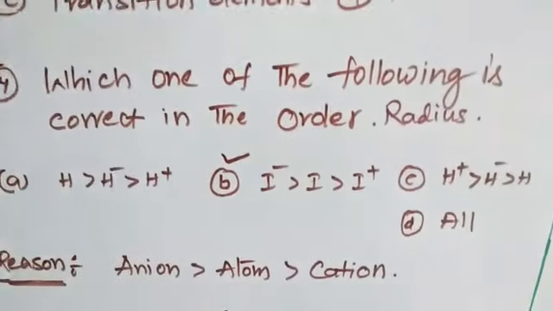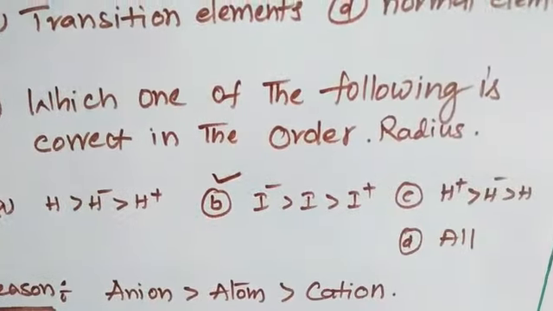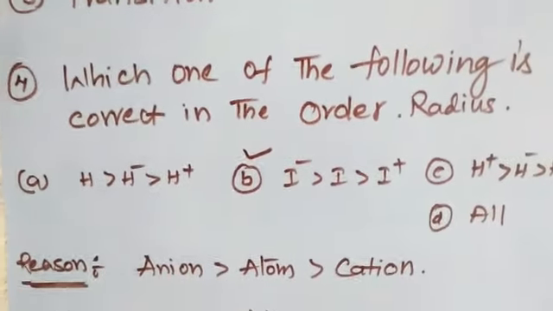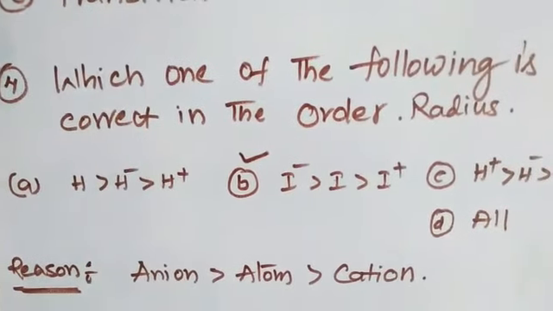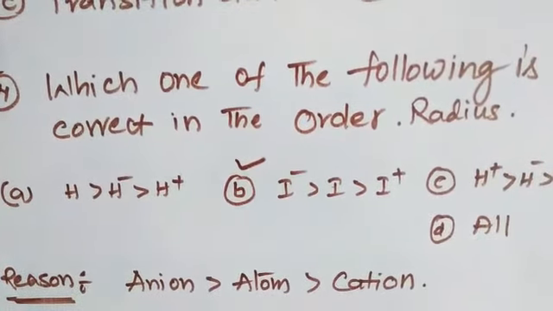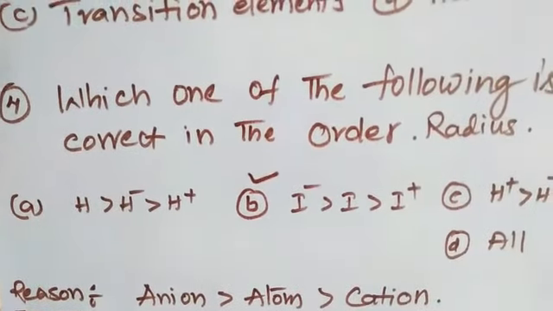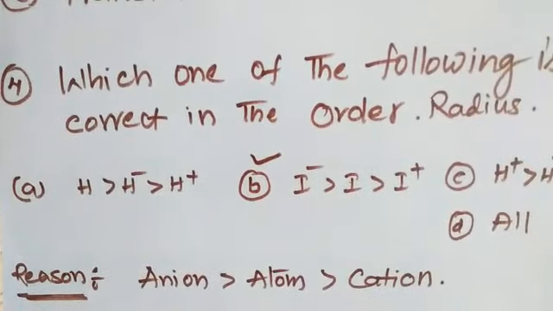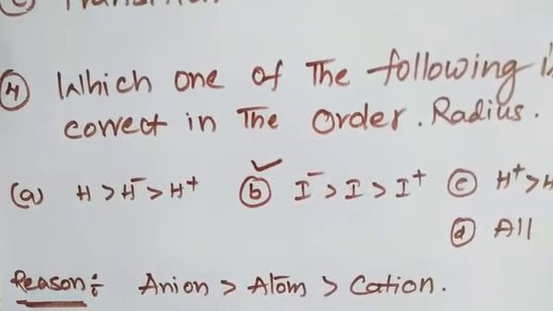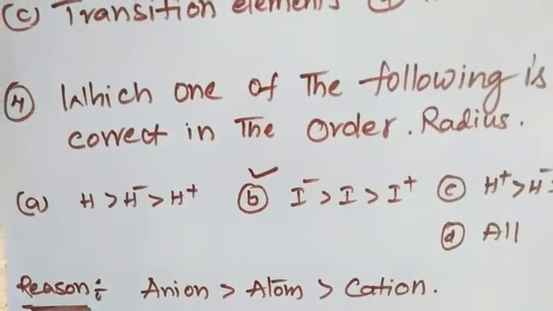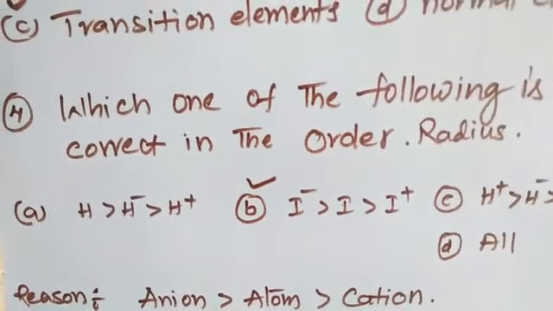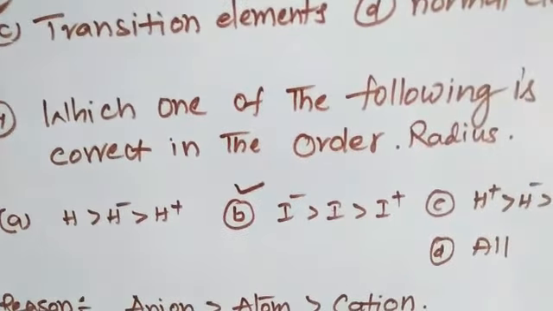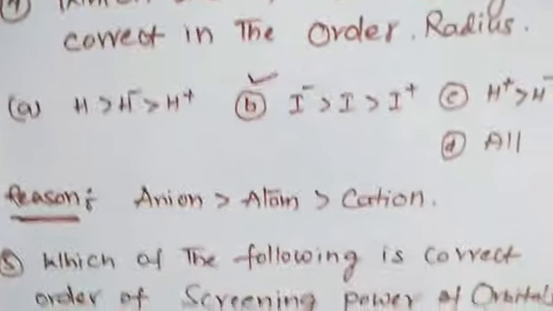Another one, which one of the following is not correct in the order of the radius? Friends, look here. Generally, an anion has a larger radius compared with its atom. An atom has a larger radius compared with its cation. Based on this rule, the iodine ion has a greater radius than the iodine atom, and the iodine atom has a larger radius than the iodine cation. So B is the right answer.